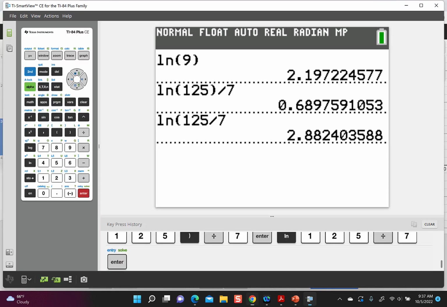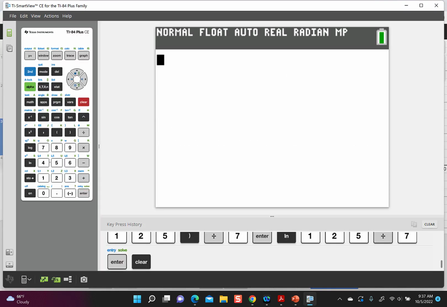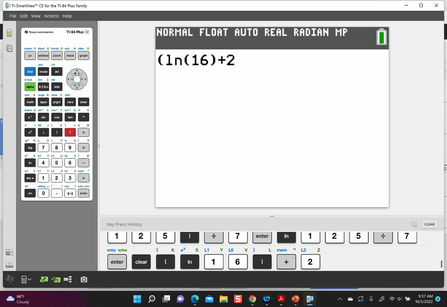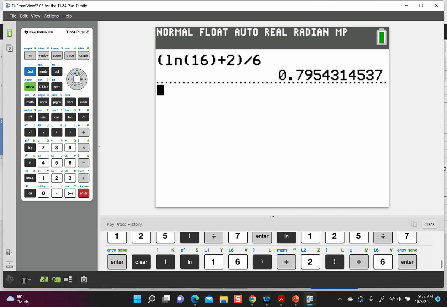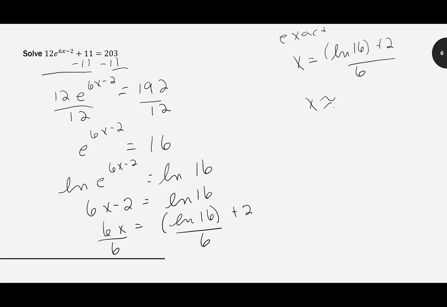Let's go to the TI. So I have to do the same kind of thing here. I have to say parentheses, natural log 16, close the parenthesis, add the 2, close the parenthesis for the numerator, divide by 6. Then when I hit equal, you can see the 0.7954. So let's put that in.